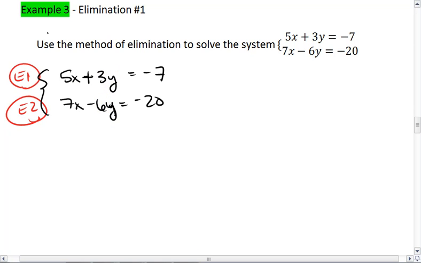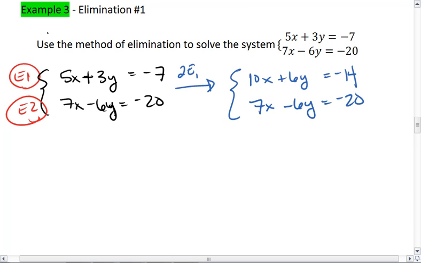I notice that if I were to multiply my first equation by 2, I'm going to end up with 5x plus 6y equals -14. Actually, we need to multiply through completely, so 10x plus 6y equals -14. I like this 6y because it has a -6y in equation 2 already. So what I end up with is I want to keep the second equation how it is. 7x minus 6y equals -20.